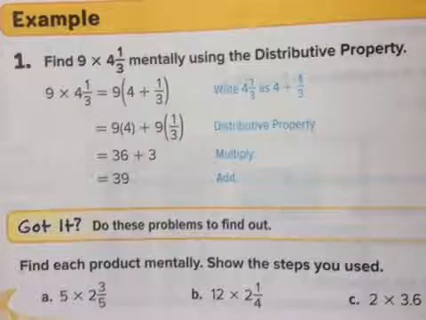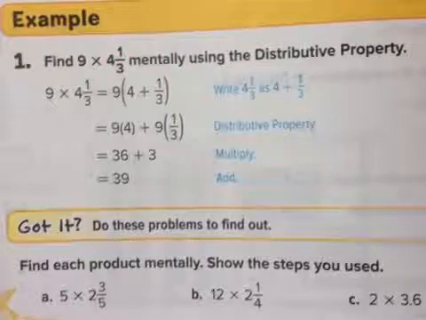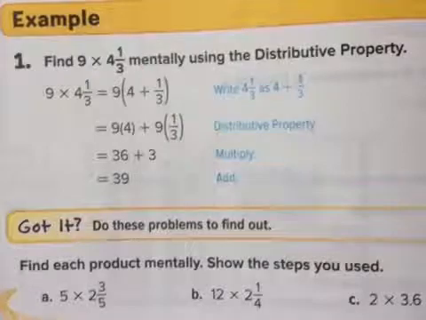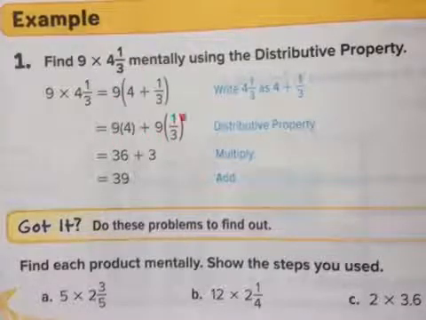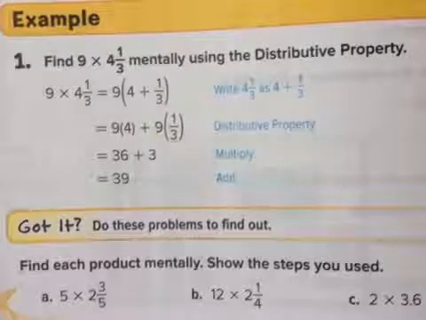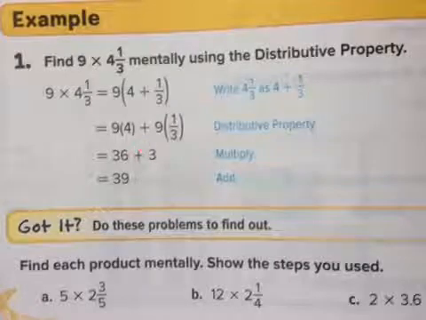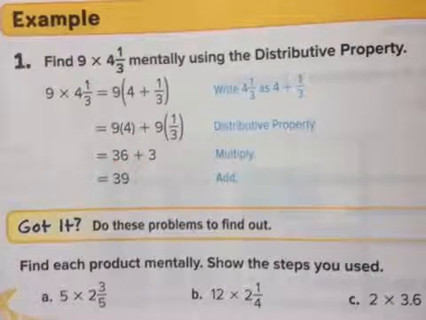So example 1, find 9 times 4 and 1/3 mentally using the distributive property. Using the distributive property, we would separate these because we know it's 4 plus 1/3. You see it right there? 4 plus 1/3, and it's multiplied. So we have 9 times 4 and 9 times 1/3. Remember, when we multiply a number times a fraction, we get the fraction of the number. So what is 1/3 of 9? It's 3, right? So now 9 times 4 is 36, plus 3 equals 39.